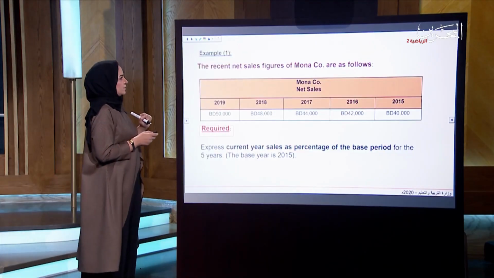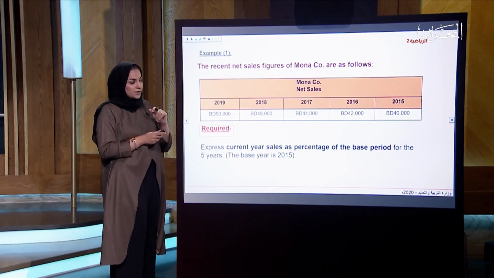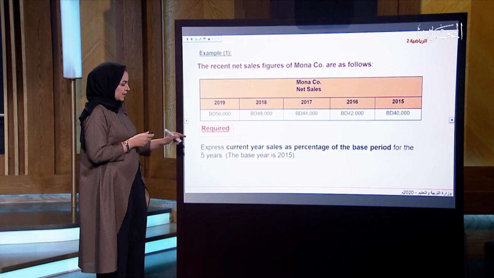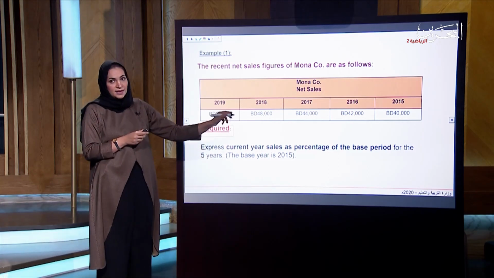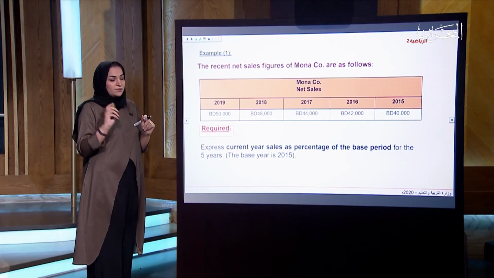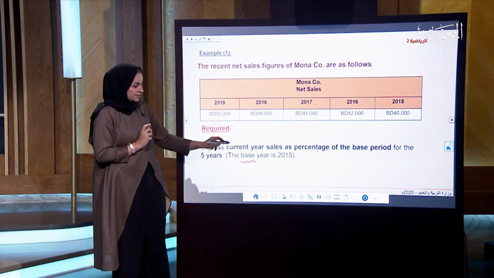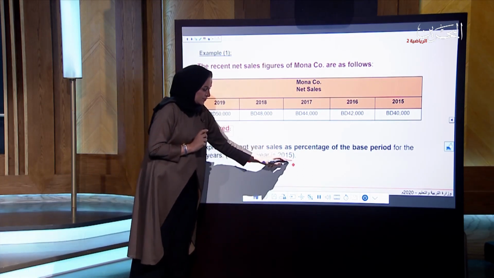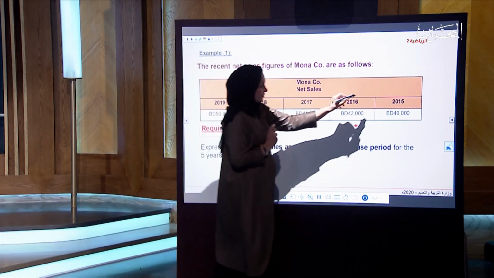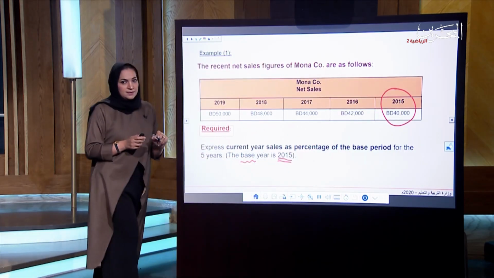Let's move to the first example. We have net sales figures for 5 years. Required, express current year sales as a percentage of the base period for the 5 years. So they mentioned in the question the base year is 2015. Okay, so this is the base year. Okay, let's see the solution.